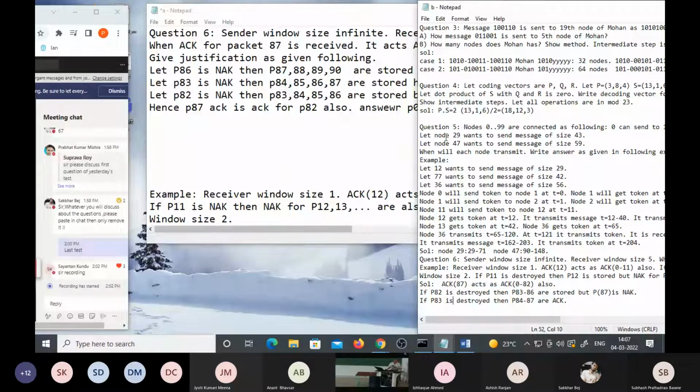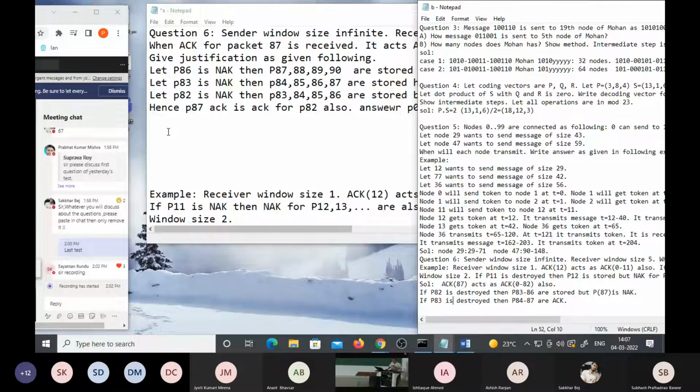Now, question 5 was on token ring and it was very simple. And token ring we shall discuss in the remaining part of today's lecture. Now we come to question 4.